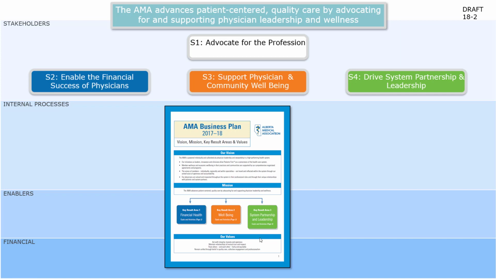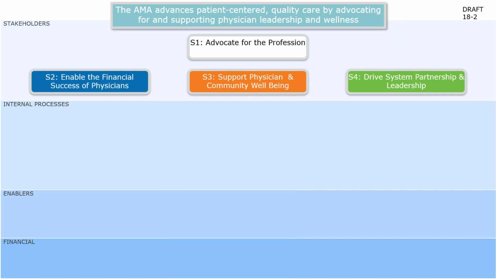So it's important to note we're not making this stuff up. It exists in your strategy documents. Now, as a cause and effect, the theory is if we do these 3 things, S2, S3, and S4, we'll achieve S1. So we'll draw those as arrows.